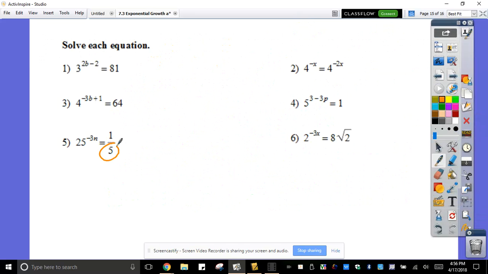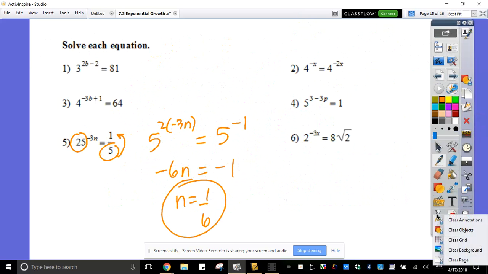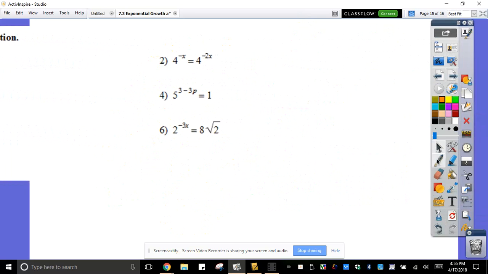25. I can bring this up and make it 5 to the negative 1. I can make the 25 as 5 squared and copy the negative 3n. And therefore, they have the same base. This gives you negative 6n is equal to negative 1. So therefore, n is equal to 1/6. Number 4. Here, they have the same base, so cancel, cancel. That gives you negative x equals negative 2x. Combine the like terms, or I can move the 2x there, make it negative x plus 2x is equal to 0. X is equal to 0.